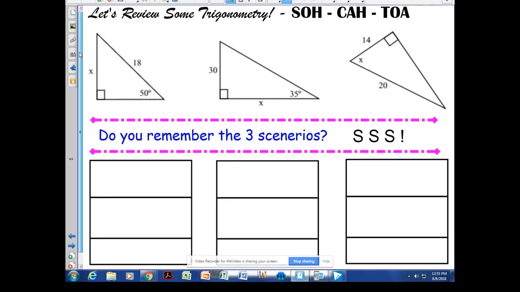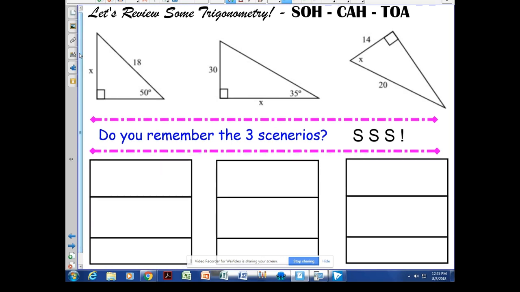So I'm going to do these kind of quick. So here we go. Number 1. Here's my angle. There's my bow and arrow. Here's my O. Here's my A. Here's my H. I don't need the A. So this is going to be an O and H. It's going to be a sine problem. So the sine of 50 degrees is equal to the O over the H, which means it's x over 18.